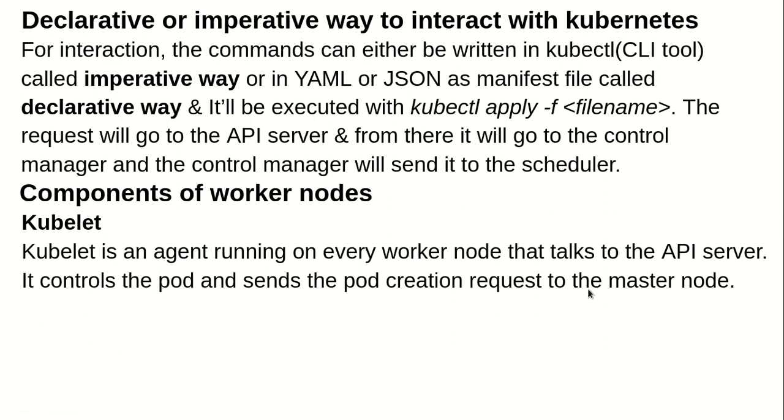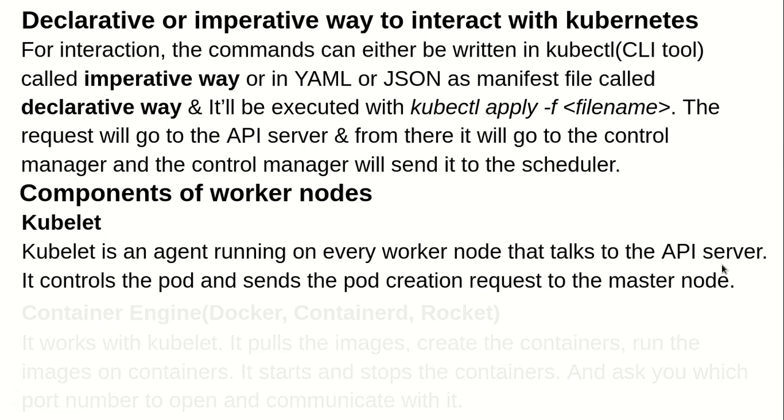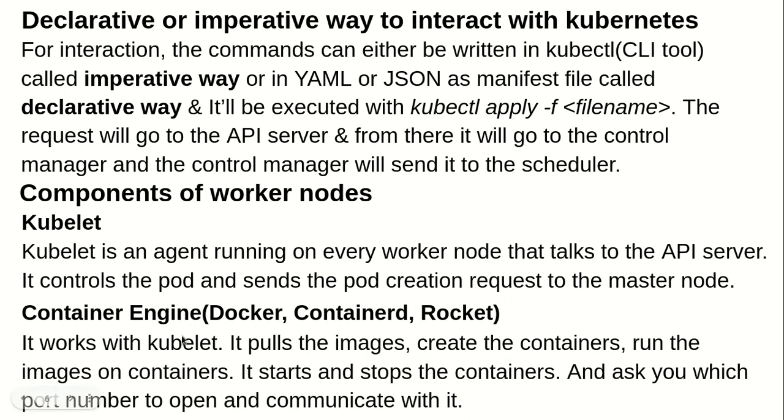Alright, so let's say a worker node is demanding some pods to be created, with some containers. It will send those pod requests to the master node with the help of the API server. Alright, so now let's move to the container engine. The container engine can be Docker, containerd, or rkt. There are multiple kinds of container engines present here.